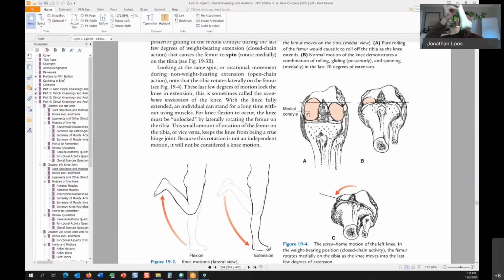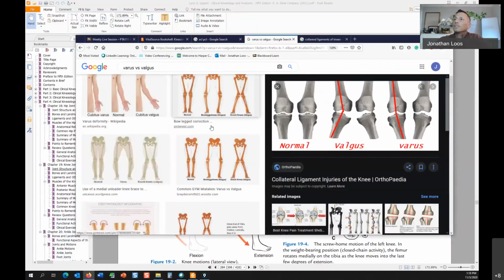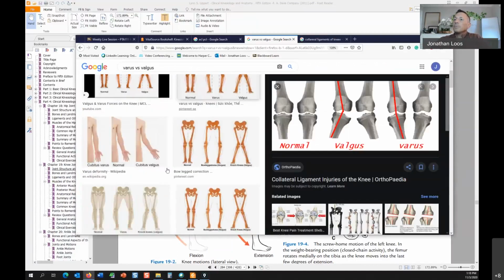And so when it's articulating with the tibia, there's more contact area that needs to happen there, right, to make up for that gapping, that differential. And if I increase that varus or valgus, if I change that angle much, let's go back to that image. Let's go actually here because you're able to see it better.